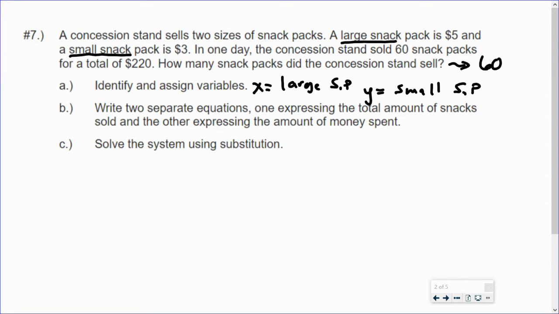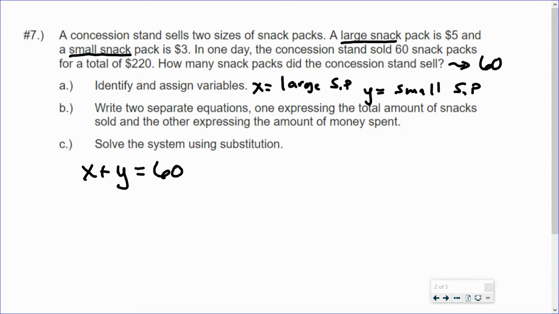Now, when I go through and I want to write two separate equations, one of them expressing the total, the other one expressing the money, typically, when I read these things, I'm looking for a quantity and a value equation. So how many of each snack pack size did they sell? Well, they sold a total of 60 snack packs.